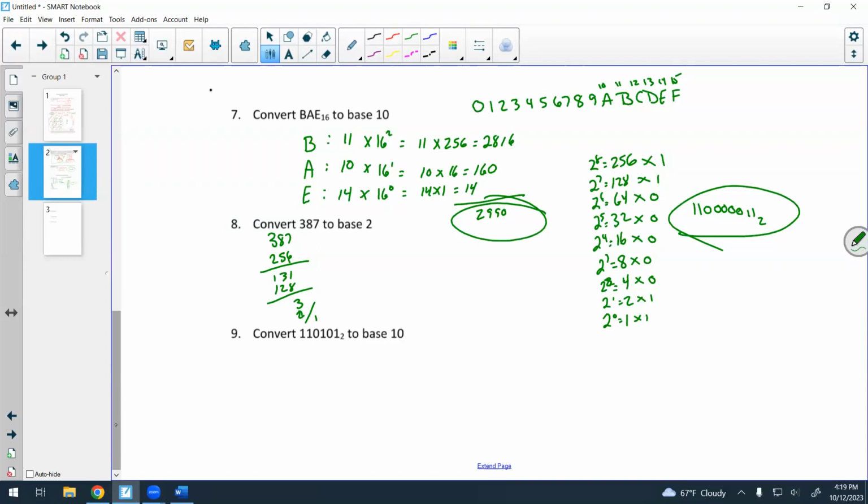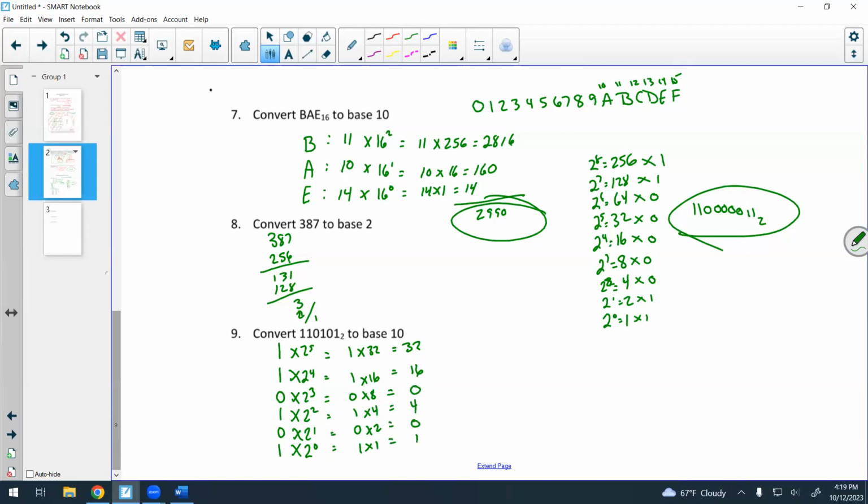Okay, so now we have a base 2 number we want to convert to base 10. So it's 1, 1, 0, 1, 0, 1 times 2 to the 0, 2 to the first, 2 to the second, 2 to the third, 2 to the fourth, 2 to the fifth. Now this is 1 times 1. This is 0 times 2. This is 1 times 4. 0 times 8. 1 times 16. 1 times 32. That's 32, 16, 0, 4, 0, 1. And if memory serves me correct, is that 53?